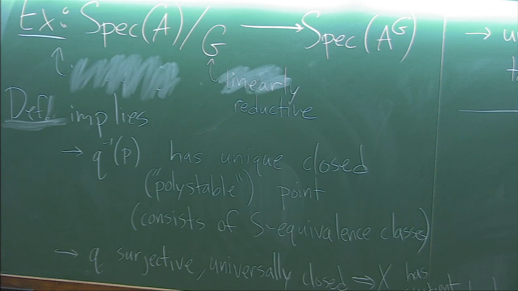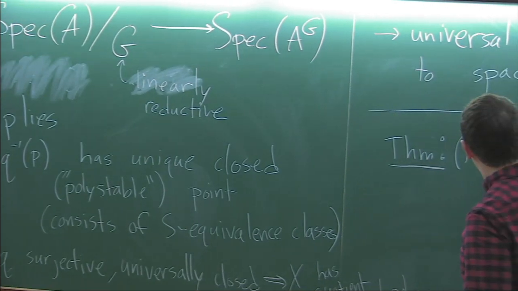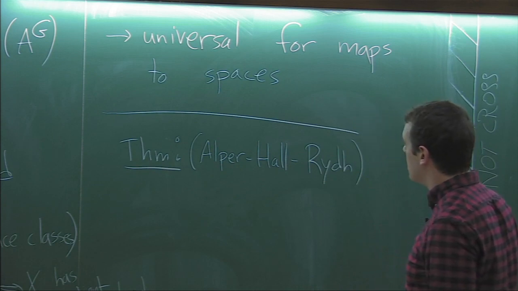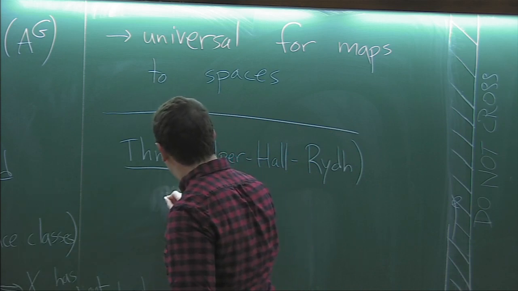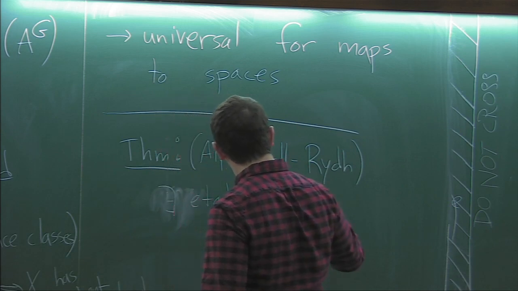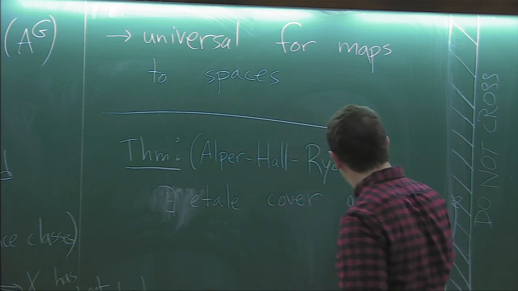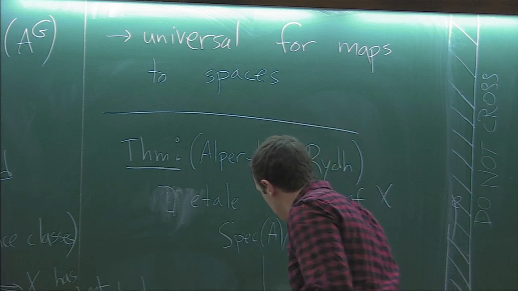So that was where things were for a little while. But recently, a few years ago, there's a theorem due to Alper, Hall, and Rydh, that any good moduli space, in this setting, has an étale cover of X of the following form, and you have a diagram like this. So you have Spec A mod G, a quotient. This is Spec of A^G.